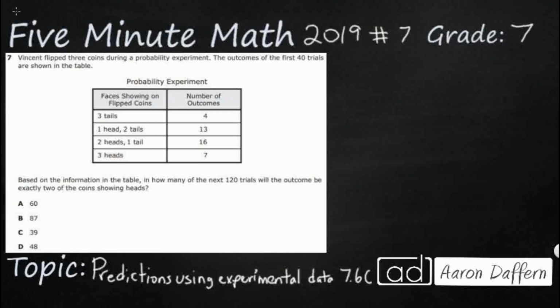Today we are looking at the 7th grade concept of predictions using experimental data. This is standard 7.6C in the great state of Texas, and we are using item number 7 of the 2019 released STAAR test. If you have not done so already, please go ahead and take a moment to pause the video, work this problem out on your own, unpause it, and then we will look at our answers together.